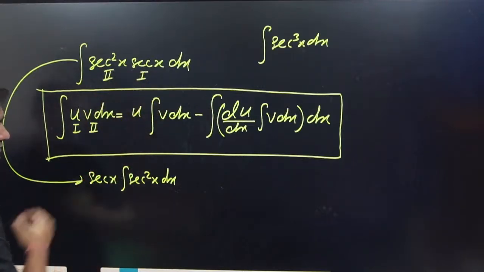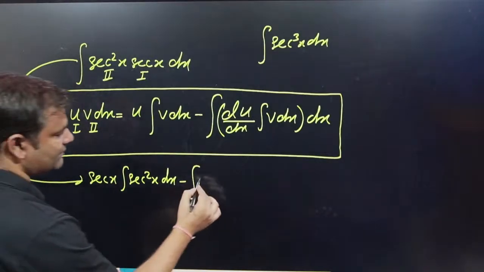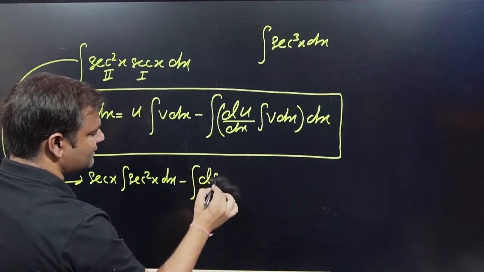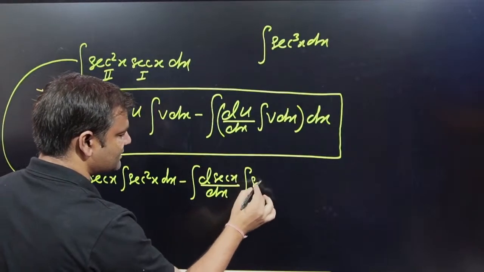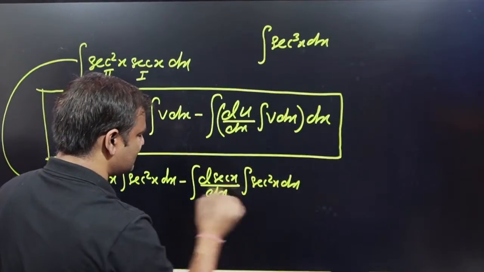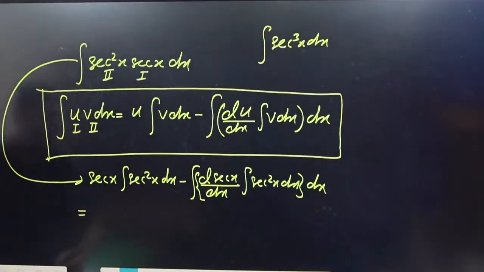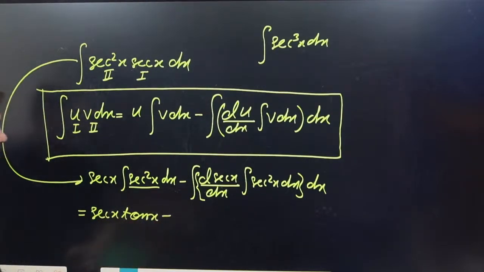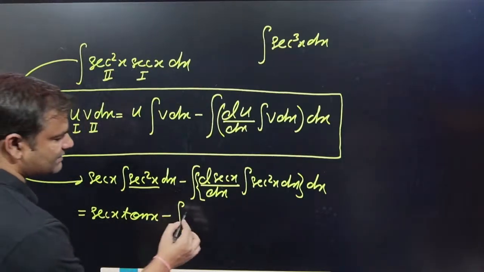So first into second minus the differentiation of first. Differentiation of first is how much? First divided by dx, integration of sec square x dx to the whole integration. Now the integration of that one is how much? Tan x. So sec x into tan x. Very simple. But what about the value in differentiation of this one? Sec x into tan x.